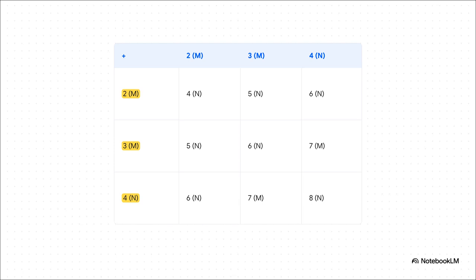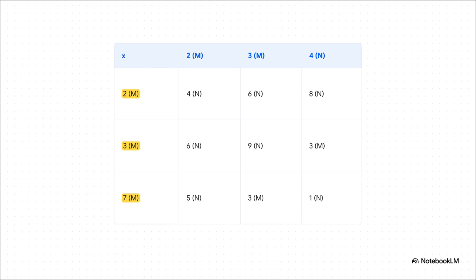So let's check out a little piece of the addition matrix. If you add an M number like 2 to another M number like 3, you get 5, which is a non-M number. Okay, interesting. But look what happens when you add an M number, 3, to a non-M number, 4. You get 7, which is an M number. The matrix lets us see these flips between categories instantly.